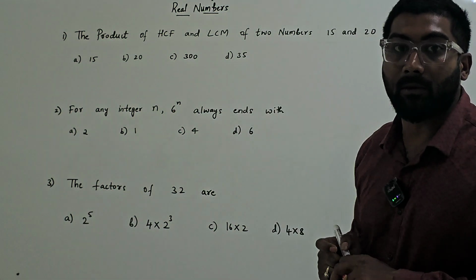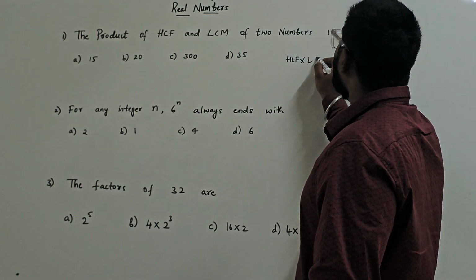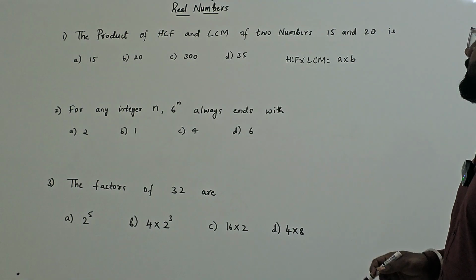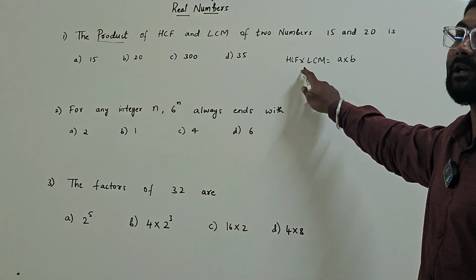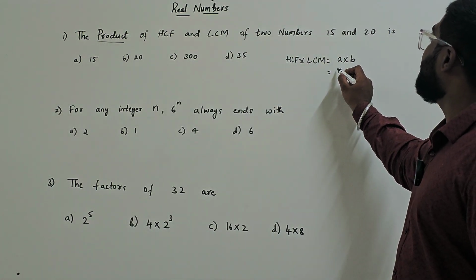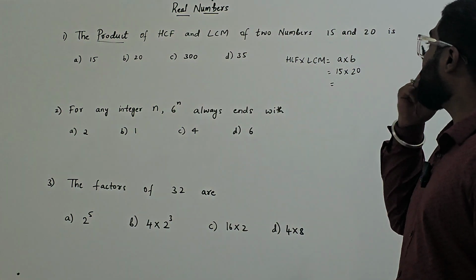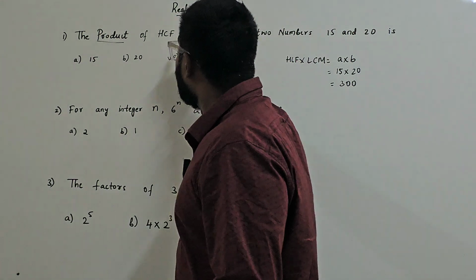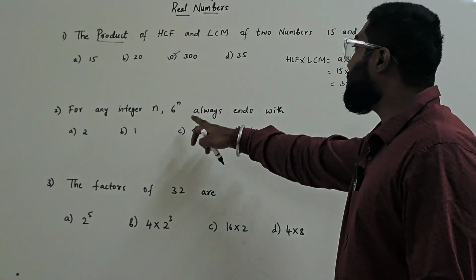Okay, how to solve this problem? This is a very easy question, students. HCF into LCM is equal to A into B. So this is the product of HCF and LCM. What is the meaning of product? It is multiplication. The multiplication of two numbers, that is HCF and LCM, is equal to A into B. What is A here? It is 15. What is B here? It is 20. 15 into 20: 15 twos are 30, you add on a zero, 300. The option is C.